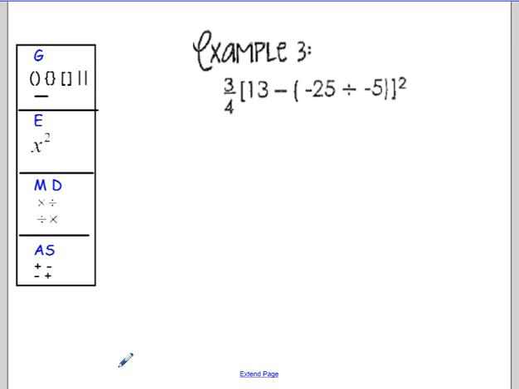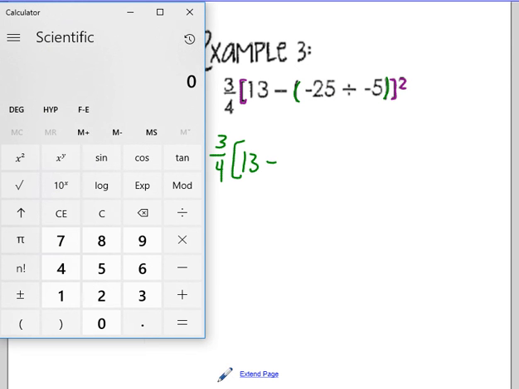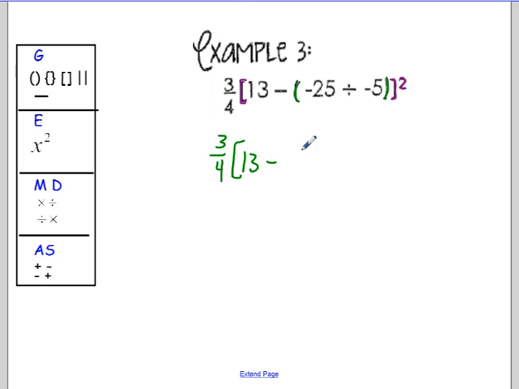Our last example. Again, we're looking here, 3/4. We have a bracket on the outside here, and then whatever we get inside of there is going to be squared. And we have parentheses on the inside, so we need to do the parentheses first. So 3/4 bracket 13 minus negative 25 divided by negative 5. Negative 25 divided by negative 5 is 5. All right, so we're going to simplify that bracket one more time, and then we're going to square it.